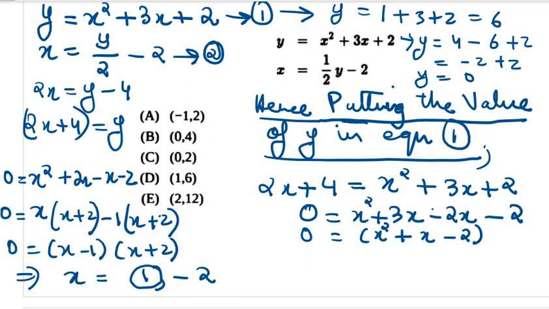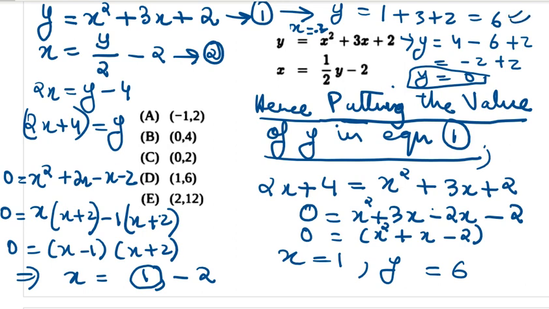So is there a 6 comma 0? Is there a minus 2 comma 0? I don't see any minus 2 comma 0, because when I'm putting x equal to minus 2, I'm getting y as 0, right? So minus 2 comma 0, there is nothing over here. Hence when I'm putting x as 1, then y I got over here as 6.